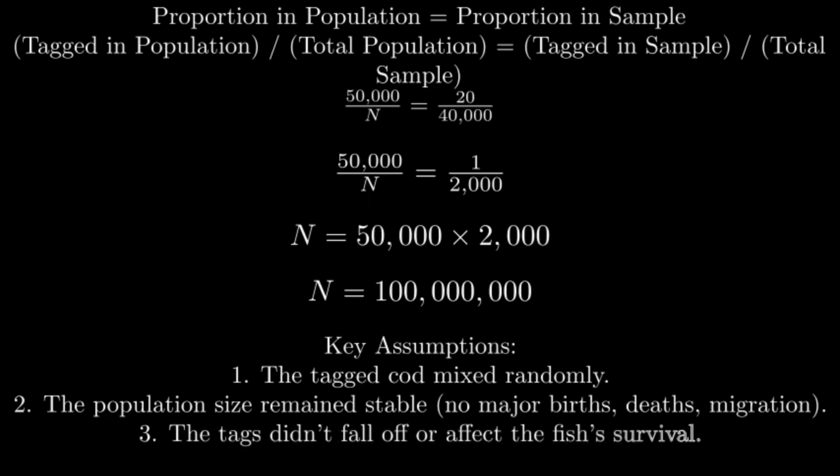Of course, this estimate depends on some important assumptions. We assume the population is closed, meaning no significant number of fish entered or left the area, and that being tagged doesn't make a fish more or less likely to be caught again. The validity of our statistics often rests on such assumptions.